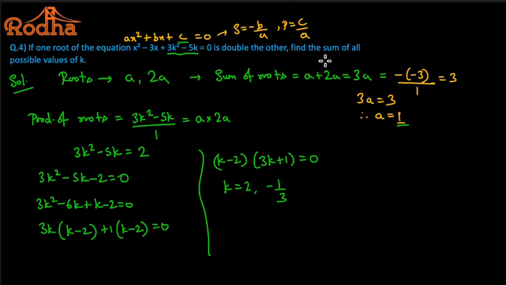So they wanted to find the sum of all possible values of k, right? So sum of all possible values of k क्या हो जाएगा? 2 plus minus 1 by 3, that is equal to 5 by 3. So 5 by 3 should be the answer for this question. ठीक है, so we can solve this question here.